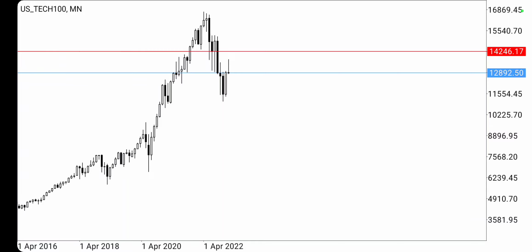So on monthly, we don't need a lot of stuff. We just need to know where the nearest support is and where the nearest resistance is, so that we can see where we are in relation to the two. So you can see that the price came from the support.